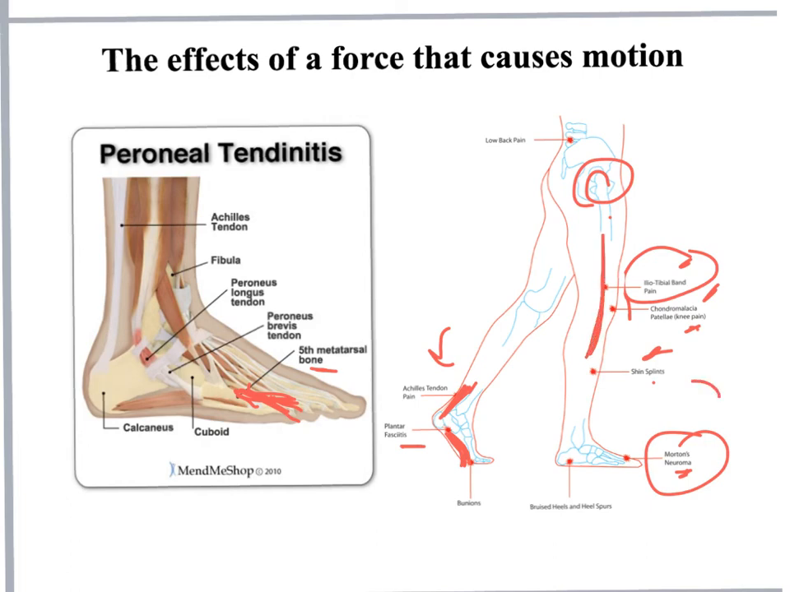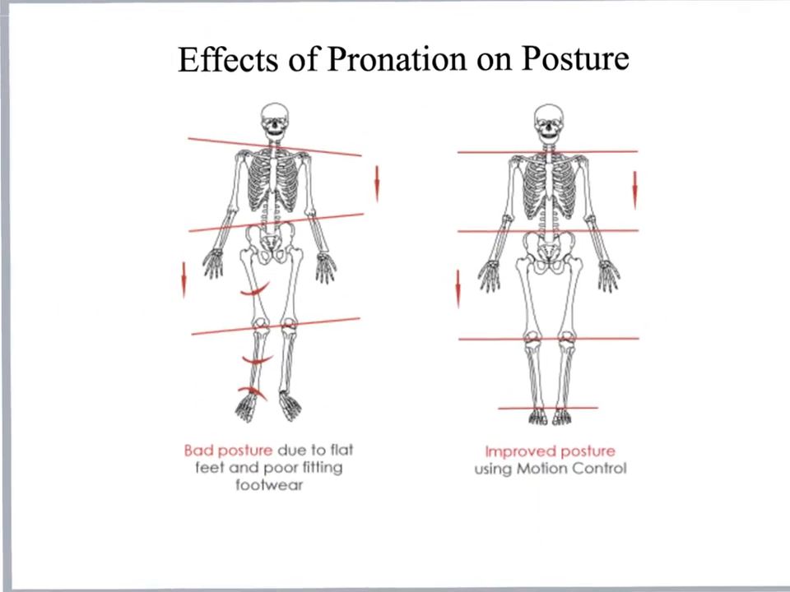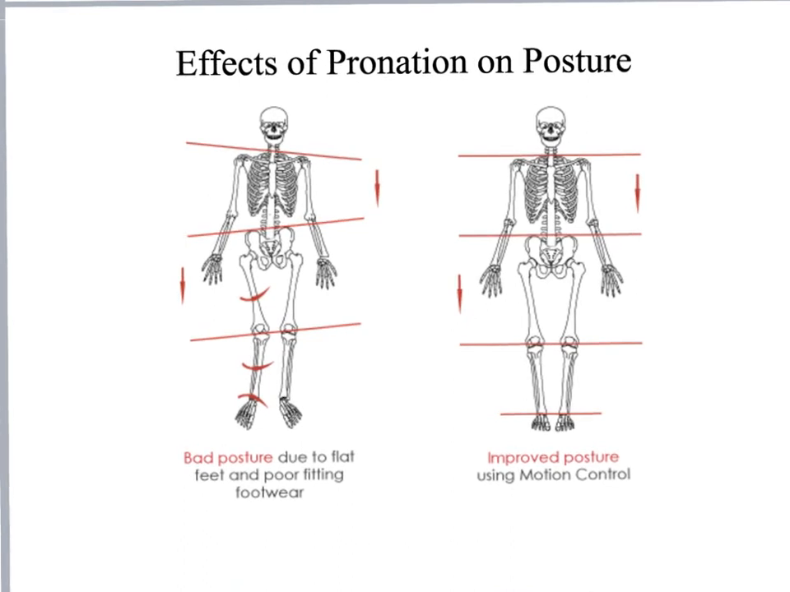And if you overpronate too much, or if you run on an embanked road and you're running here all the time, you're going to irritate that muscle really bad. So make sure you're running on a flat surface, and of course you want to make sure your feet are perfectly lined up. So no pronation at all, and no supination. So bad posture is due to flat feet or poor fitting footwear.